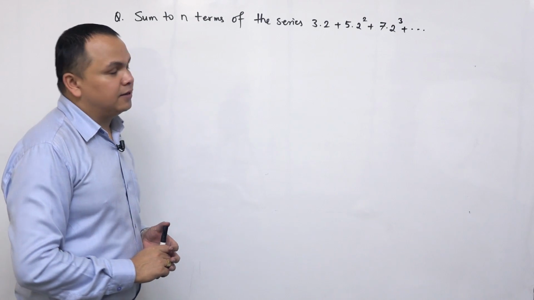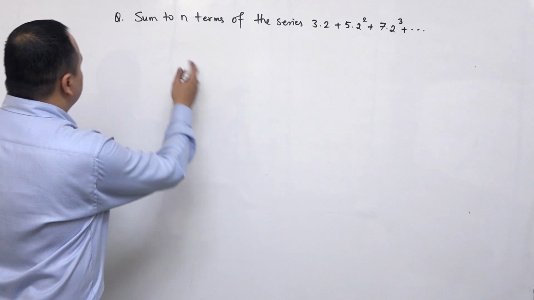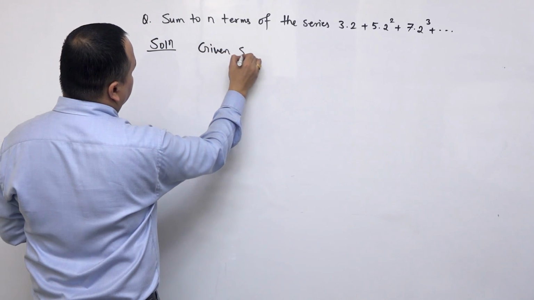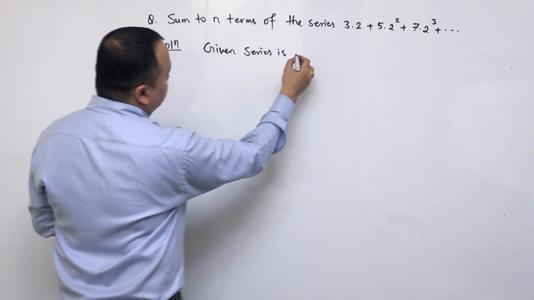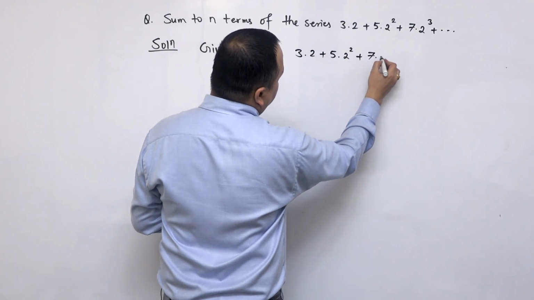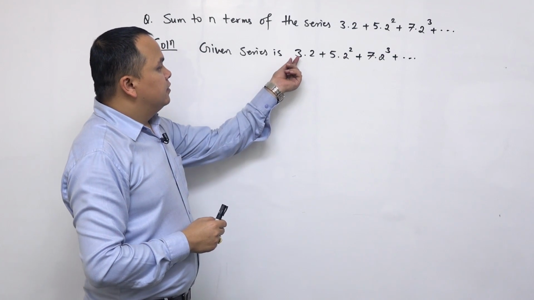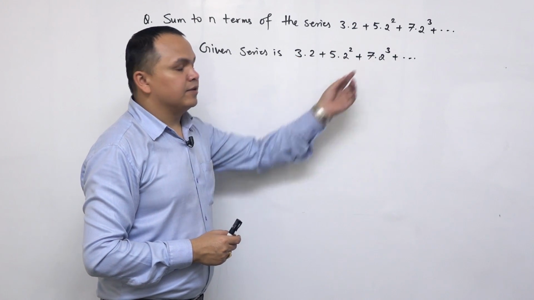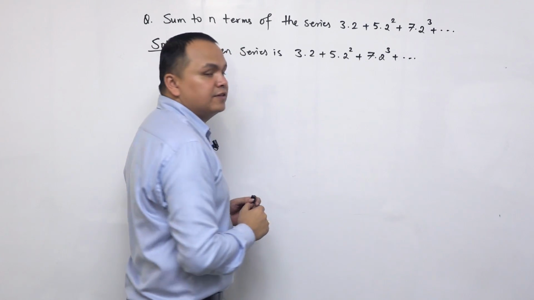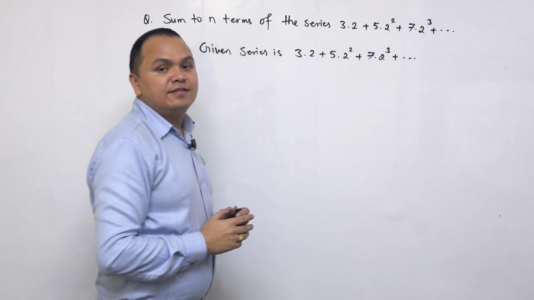Now we take another example, sum to n terms of the series. The solution is, given series is 3 into 2 plus 5 into 2 square plus 7 into 2 cube plus dot dot dot. Here 3, 5, 7 are in AP. Similarly, 2 square, 2 cube are in GP.